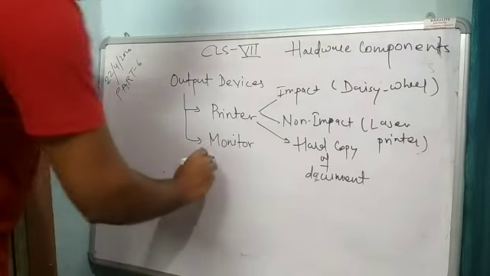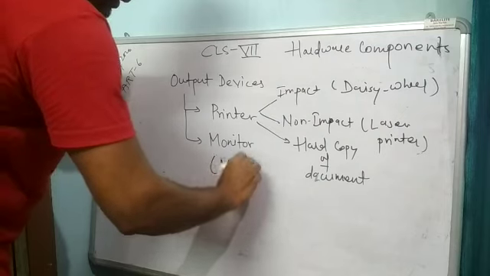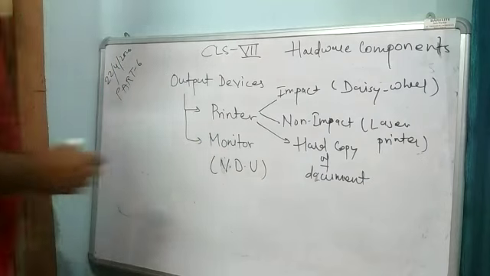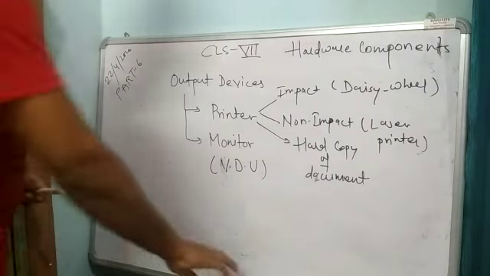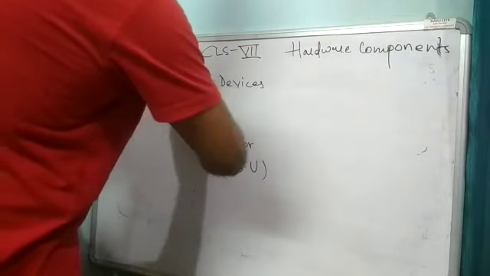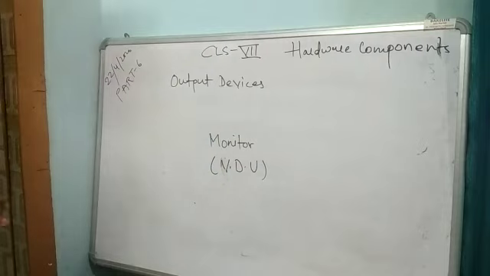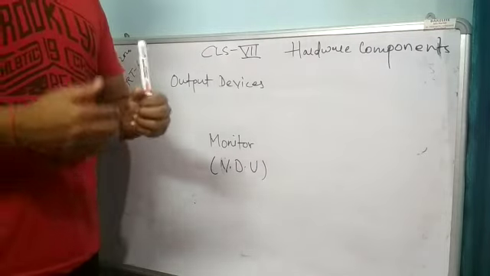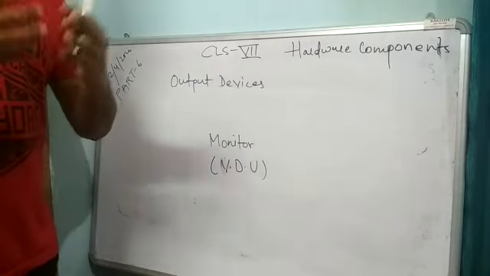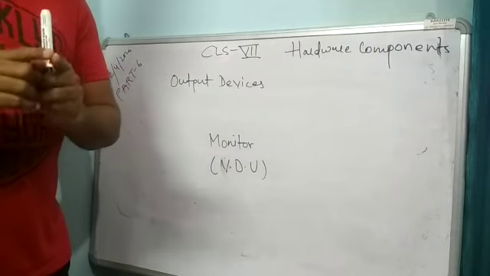Another name for the monitor is VDU. VDU stands for Visual Display Unit. In a computer, you have a monitor. The television you have at your home is also a kind of monitor.